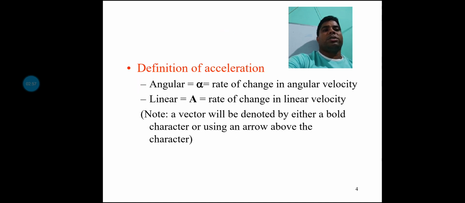The definition of acceleration: if we consider angular acceleration, alpha is the notation of angular acceleration, that is, the rate of change in angular velocity. But if I consider linear acceleration, it is denoted by capital A, and it is the rate of change in linear velocity. One note here: a vector will be denoted either by a bold character or by an arrow above the character.